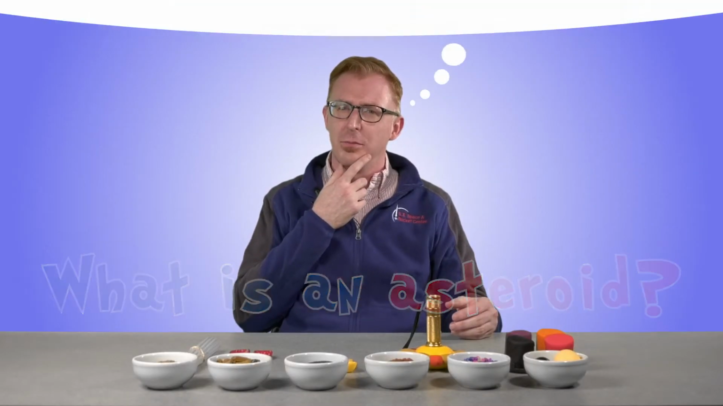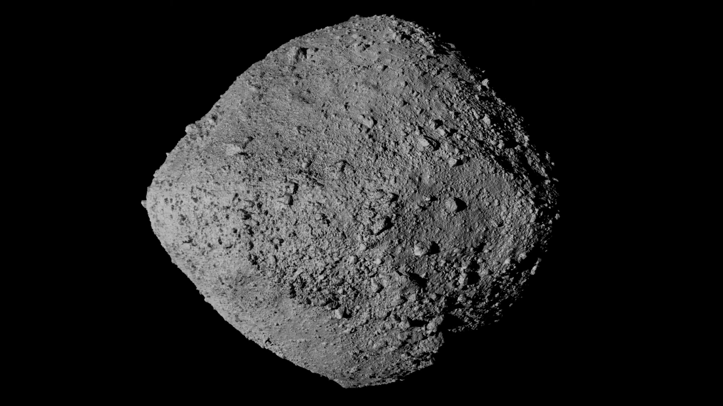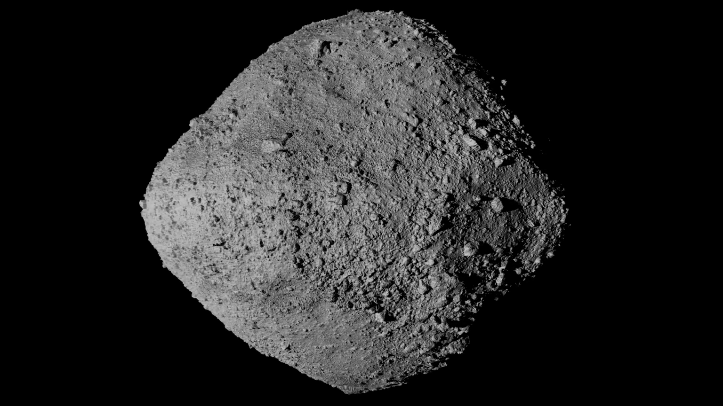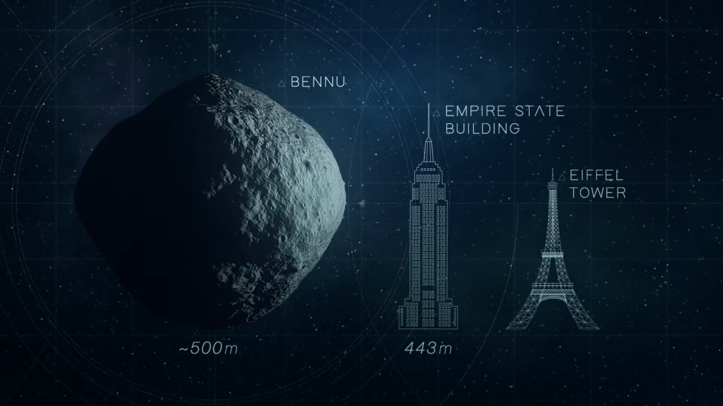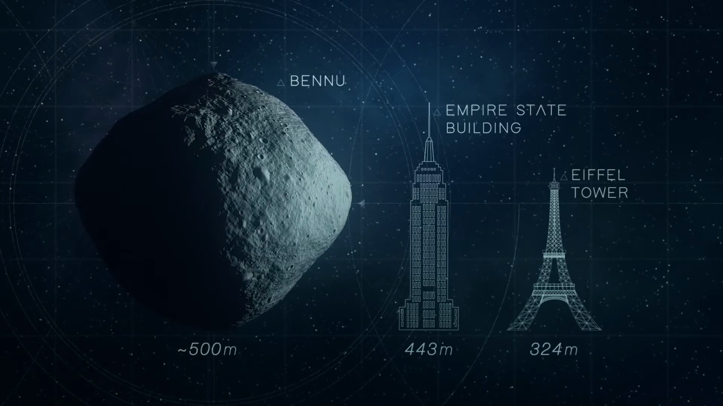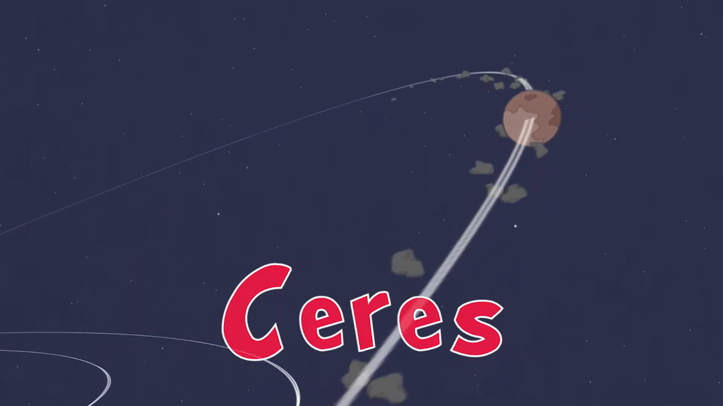But first, what is an asteroid? Asteroids are fragments left over from the building of the solar system over 4.5 billion years ago. Some are car, building, or even small city-sized space rocks. The largest asteroid, named Ceres in the asteroid belt, is even considered a dwarf planet.